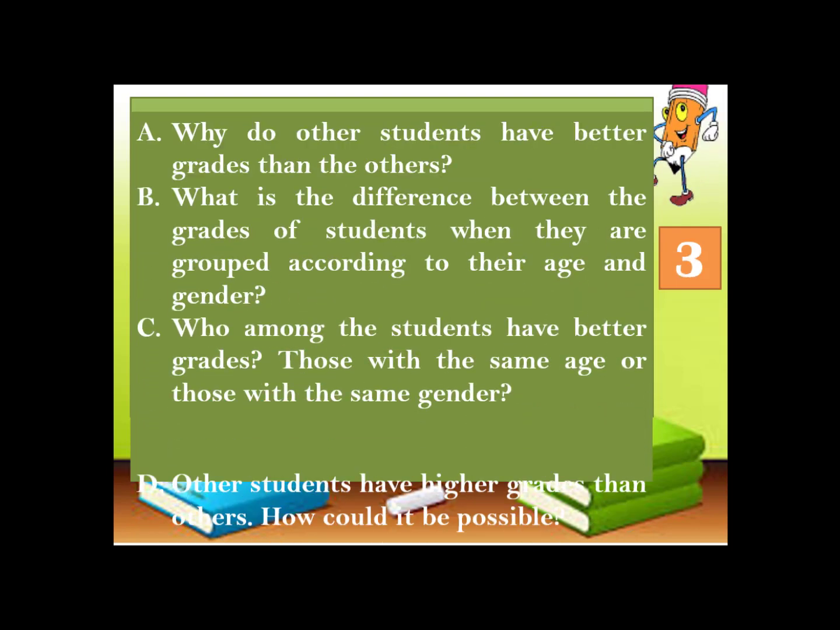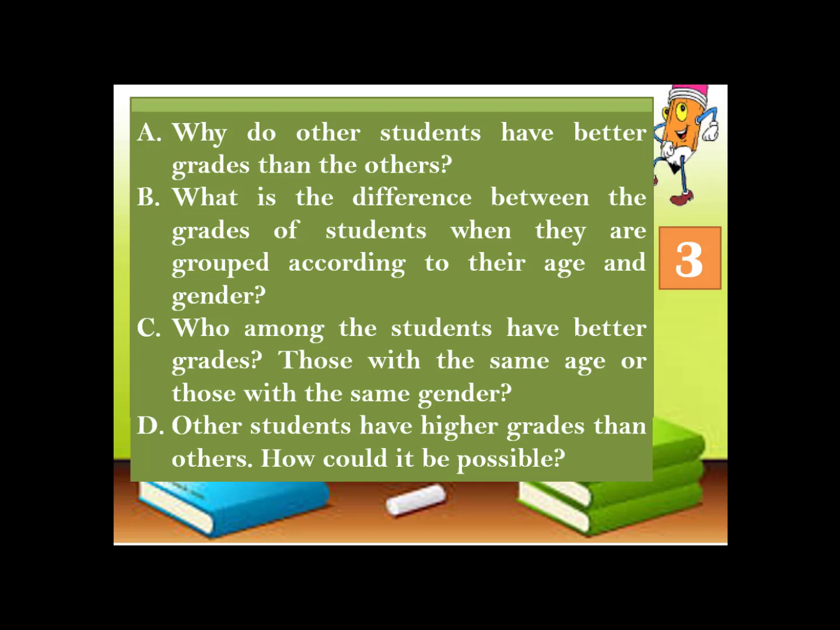For the third set of research questions. A. Why do other students have better grades than the others? B. What is the difference between the grades of students when they are grouped according to their age and gender? C. Who among the students have better grades? Those with the same age or those with the same gender? And D. Other students have higher grades than others. How could it be possible?